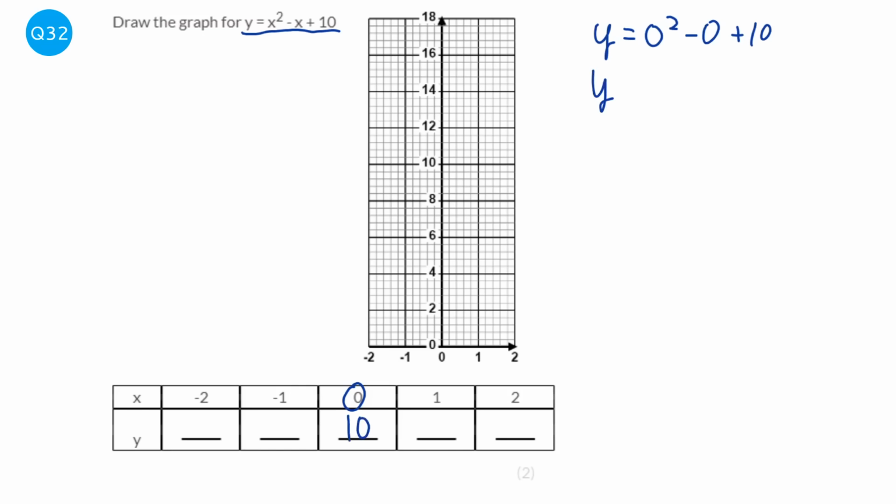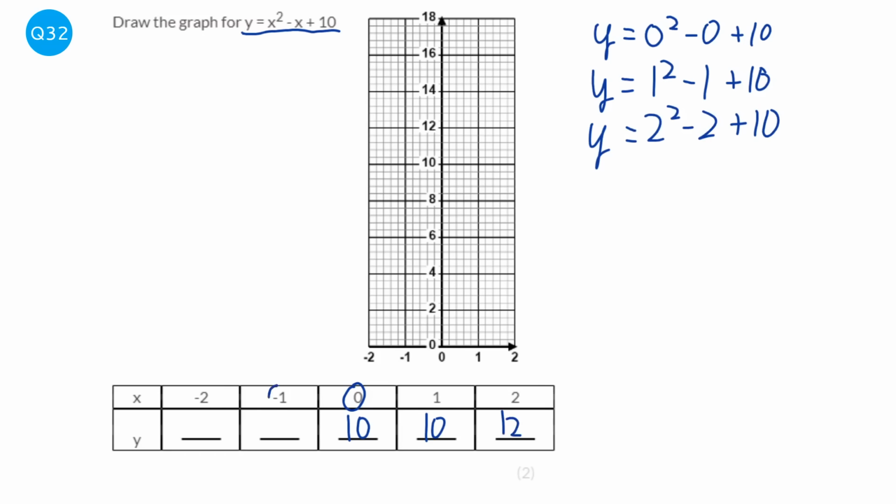Could do the same for 1. So it would be 1 squared minus 1 plus 10. Well, 1 squared is 1, 1 take away 1 is 0, plus 10 is 10. So that will also be 10. 2 squared minus 2 plus 10. 2 squared is 4, 4 take away 2 is 2, plus 10 will be 12.